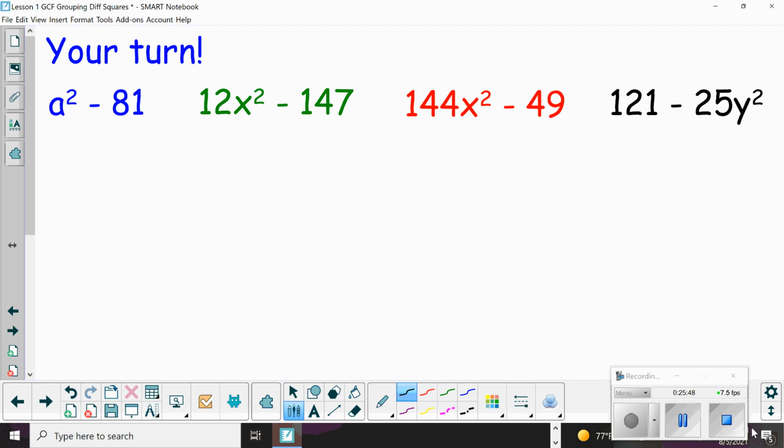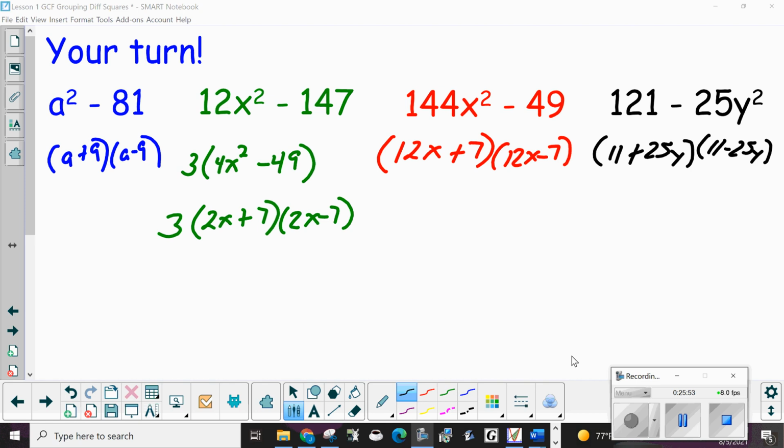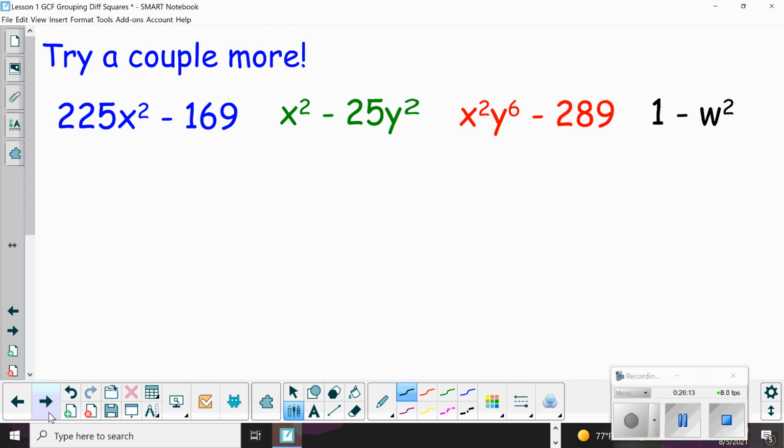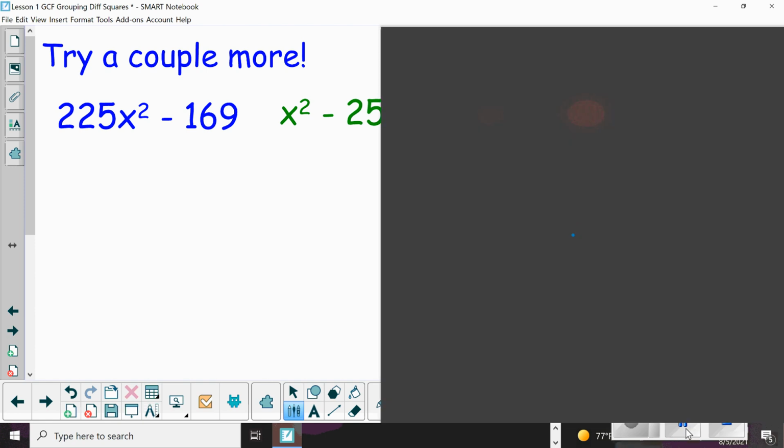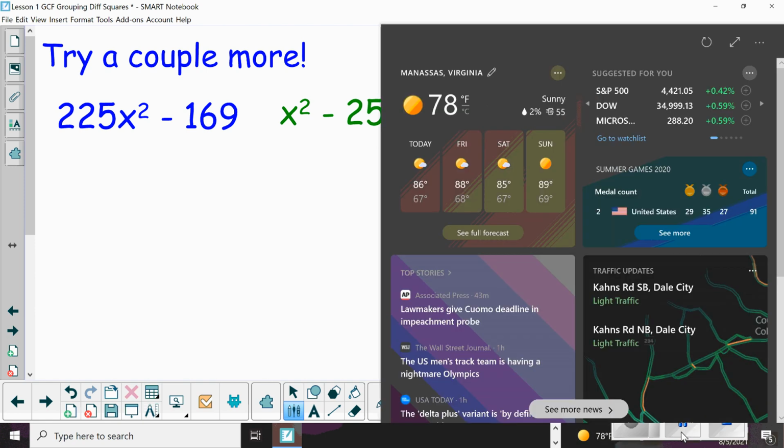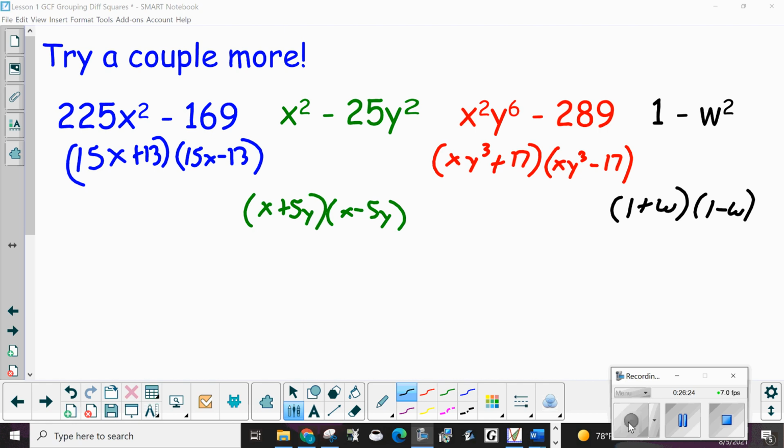Take a moment, pause the video, and try these three. Okay, how did you do? Remember, square root plus square root, minus square root, and in the green, this one here in the middle, you had to make sure that you took out the greatest common factor, which happened to be 3. Now, we're going to try a couple more. So again, pause the video and try these 4. All right, how did you do?